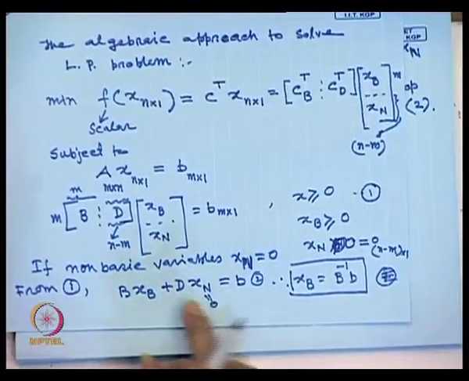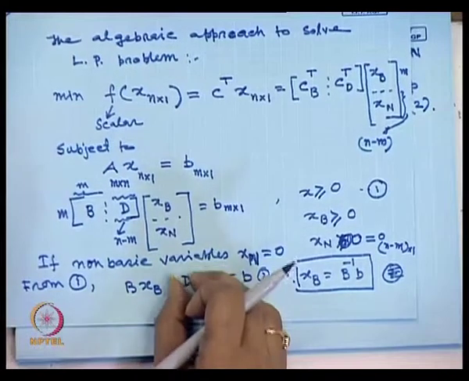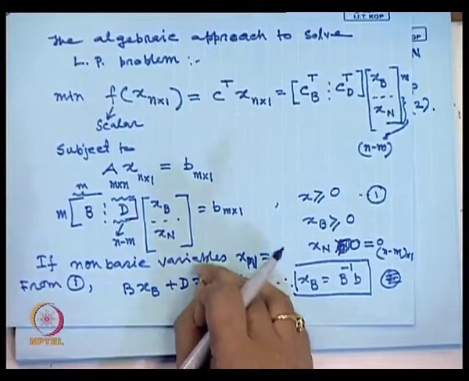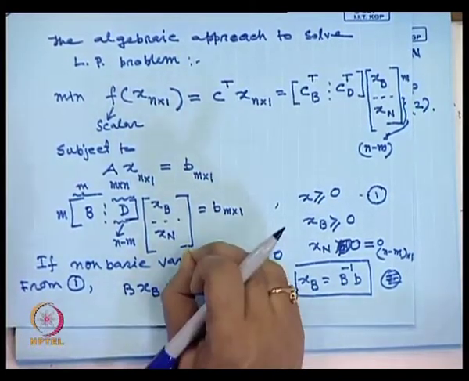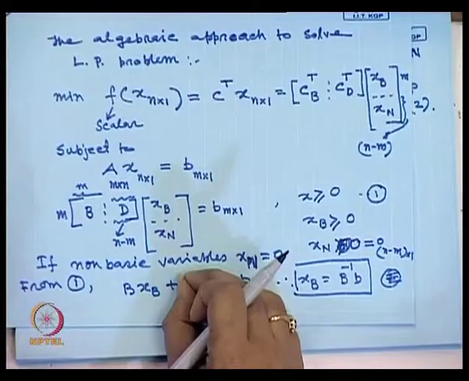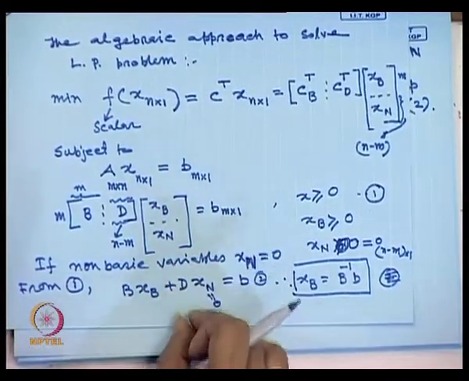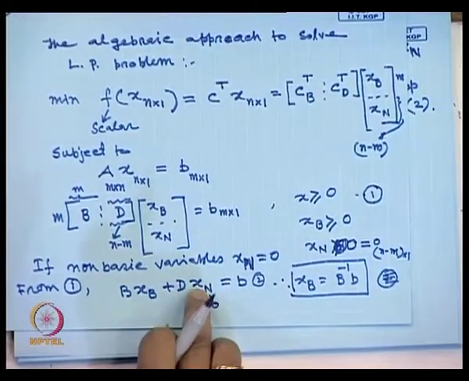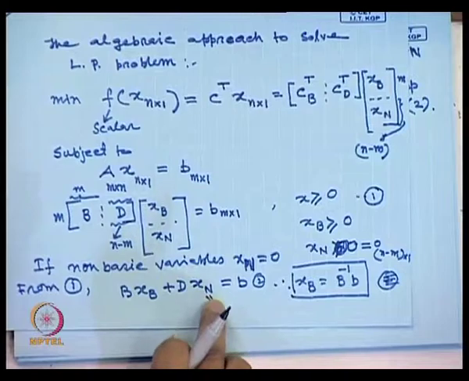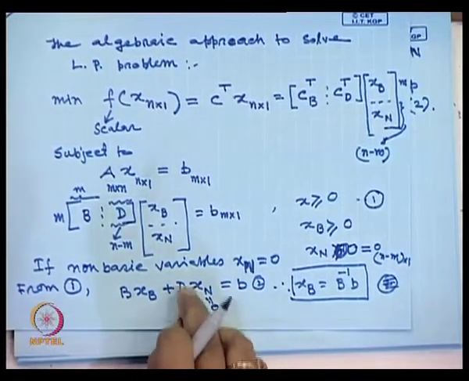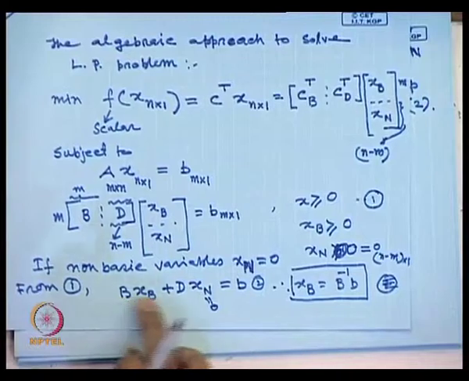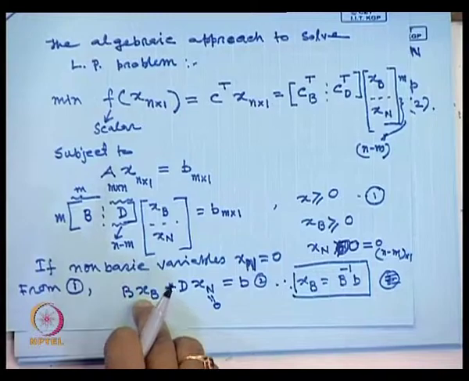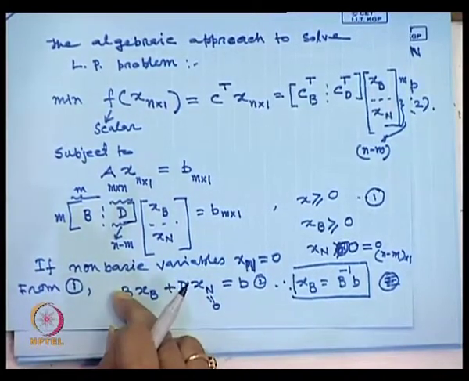So, equation 2, you see this one. Now, D is a matrix, and all elements of x_n are 0. Out of all these, if I increase one element, the corresponding column of D multiplied by that element of x_n will not equal b unless there is a drop in these components, agree.